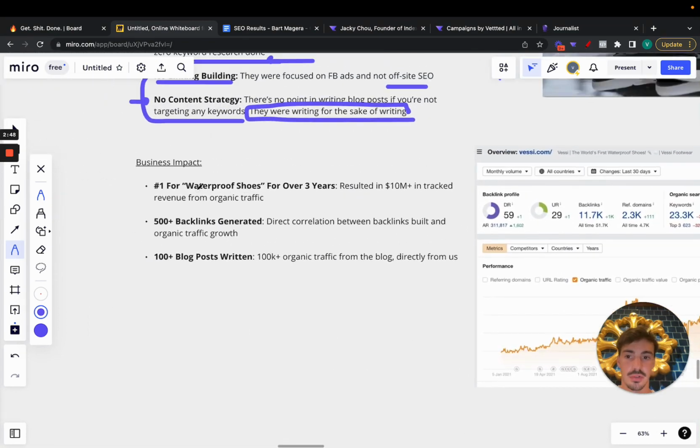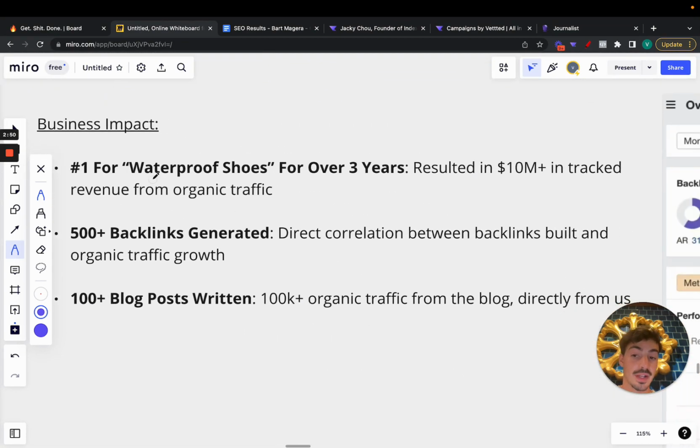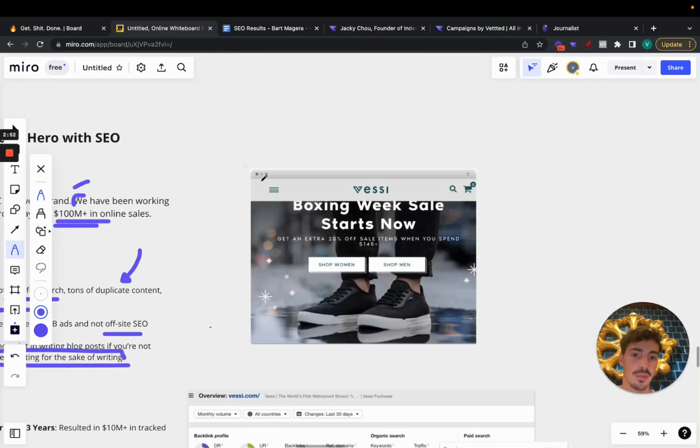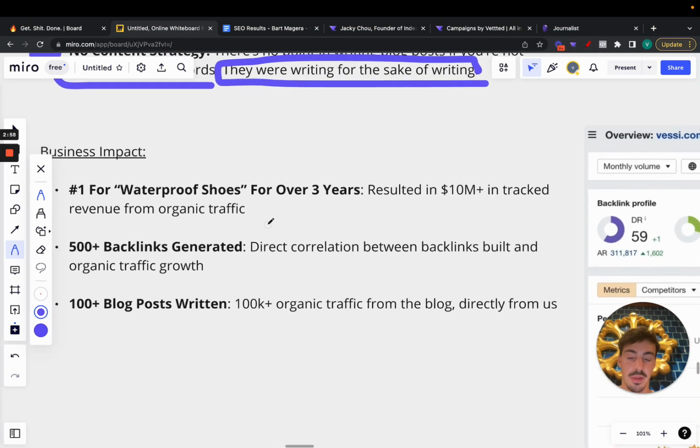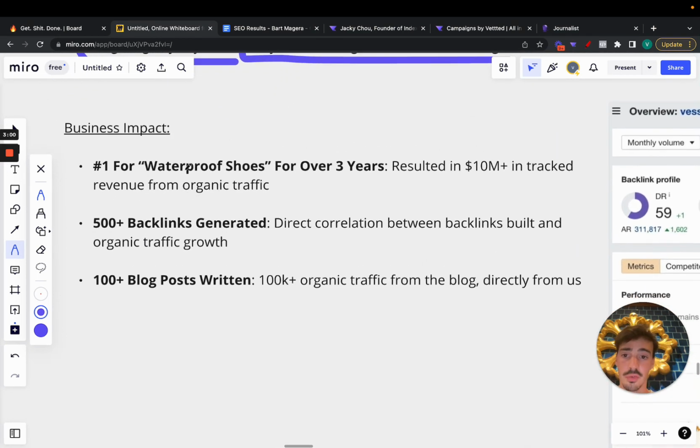I'll show you a couple of screenshots, right? Number one for waterproof shoes, because the main thing about them was that they had these perfectly waterproof shoes. That was the main business point of them, right? So ranking number one on Google for waterproof shoes for over 3 years, which resulted in 10 million plus tracked in revenue from organic traffic, right? These are trackable sales from Google Analytics, sorry, not Google Search Console. You can track sales from organic.